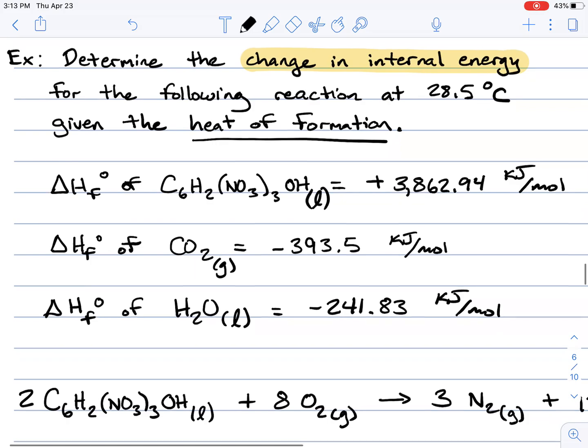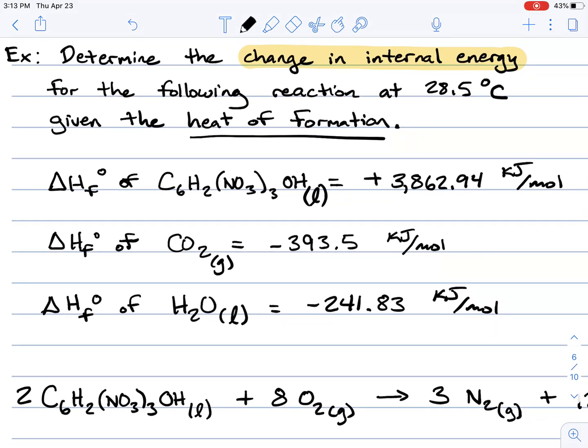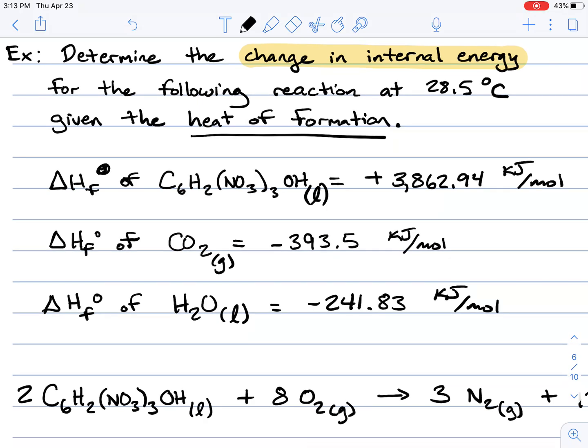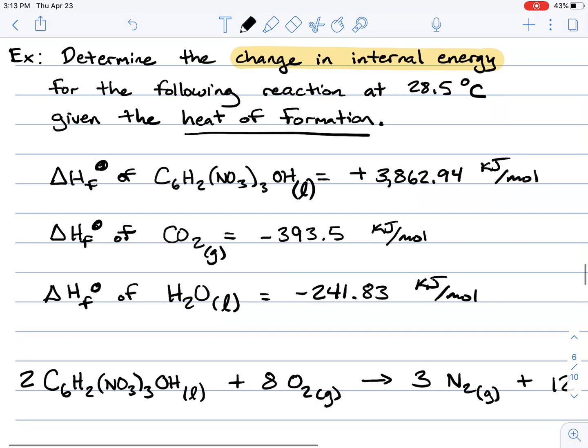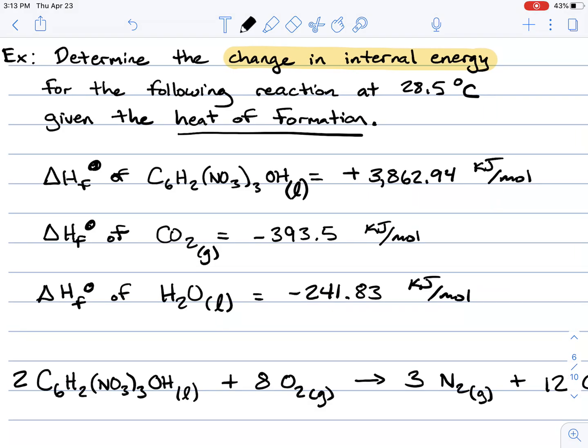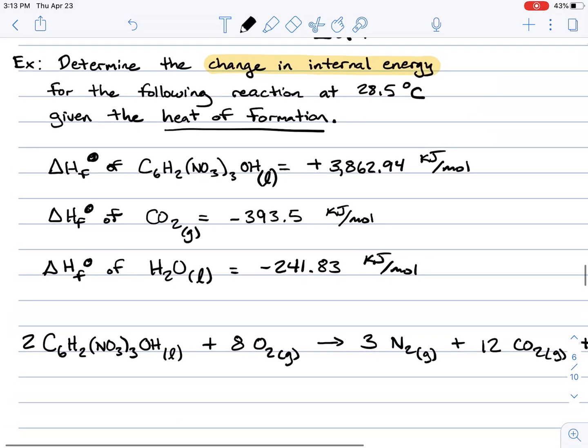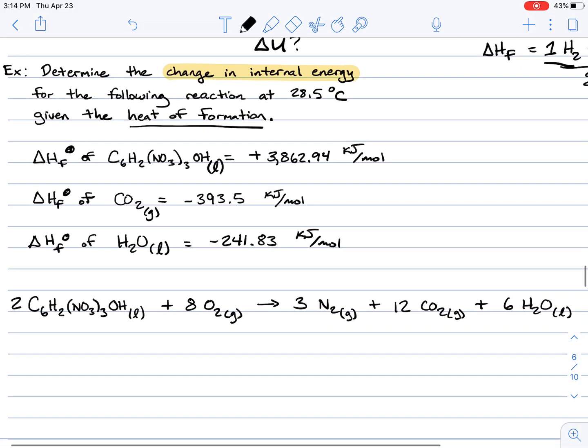And so notice that our values here are given to us in kilojoules per mole. And so this little circle that is right at the top represents standard state. So feel free to review your notes for thermochemistry to understand standard state. And so this problem gave us the heat of formation values for all of these substances that are found in my chemical equation.